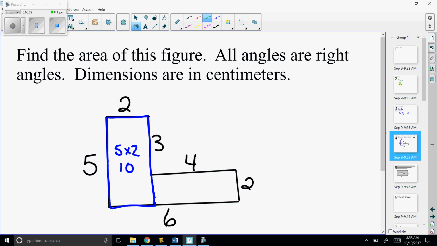Then I have another rectangle. What are the dimensions of that rectangle? 2 and 4. So I'm going to take 2 times 4, which is 8. So the area of my figure would be 10 plus 8, which is equal to 18 square centimeters.